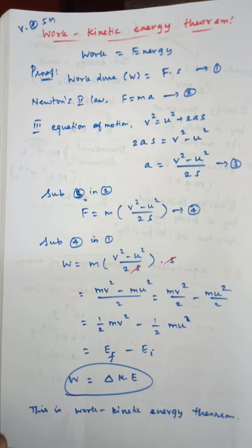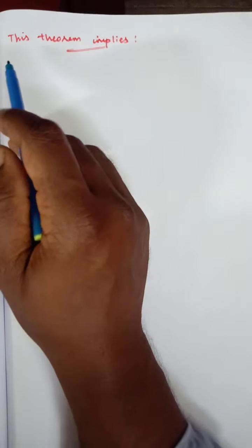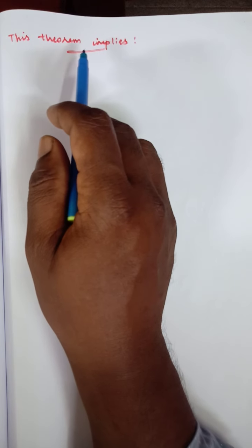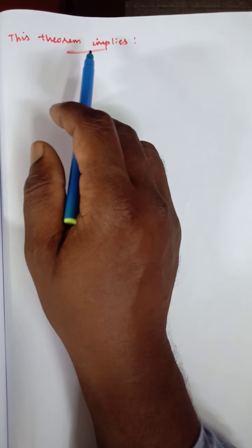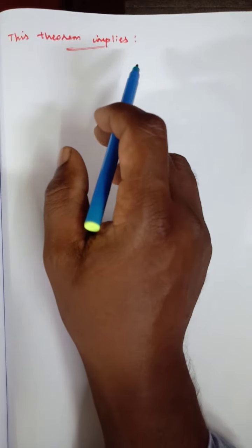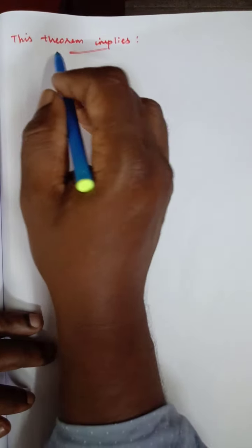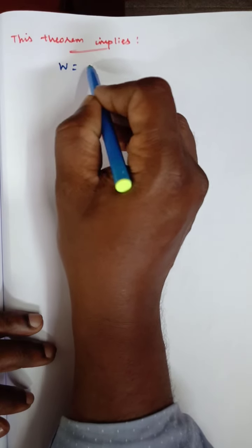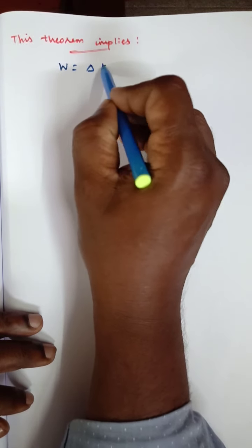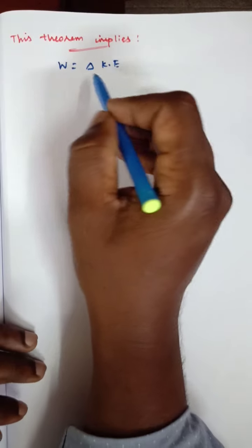Clear? It's very easy. This theorem implies three points. We write the derivation and also these three points, then only we get full 5 marks. So what is the relation? This theorem is what? W is equal to the change in kinetic energy, that is equal to what?